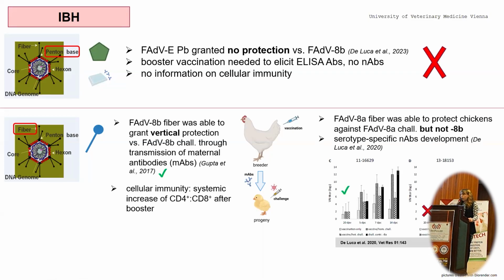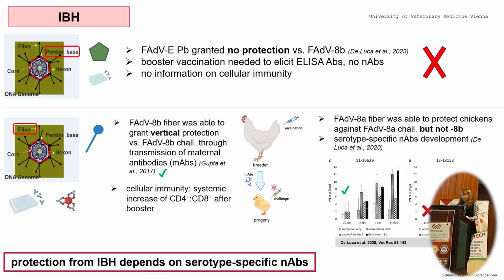So what we did at the time, we wanted to tackle the broad protection, right? We took fiber from 8A, vaccinated the chickens, and then challenged them with either virulent strain 8A or 8B. What we saw is that the chicks were only protected against the homologous serotype. You can see here why, because there was a serotype-specific neutralizing antibody development. This is the challenge strain 8A, so they did have neutralizing antibodies before challenge, but not in the case of 8B. So they were not protected.